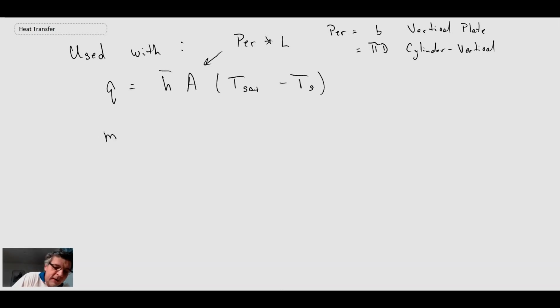The other thing that quite often we're asked to solve for, or we might be interested in, is the mass flow rate of the condensate coming off of our condensing system. For that, you take your overall heat transfer and you divide by the modified latent heat of vaporization, and then that is equal to the following.